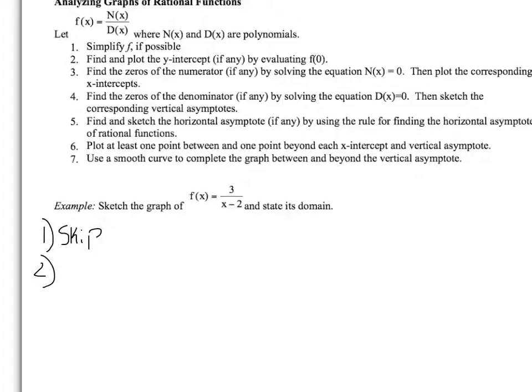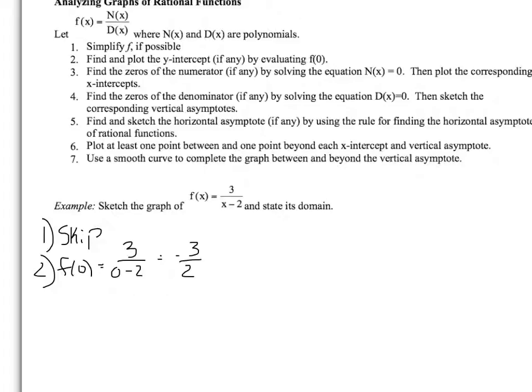Number 2 says find and plot the y-intercept by evaluating f of 0. Well, f of 0, what you're doing is you're plugging in a 0 for x. In this case, you get negative 3/2. Now, I did not give you a graph, so do the best you can.